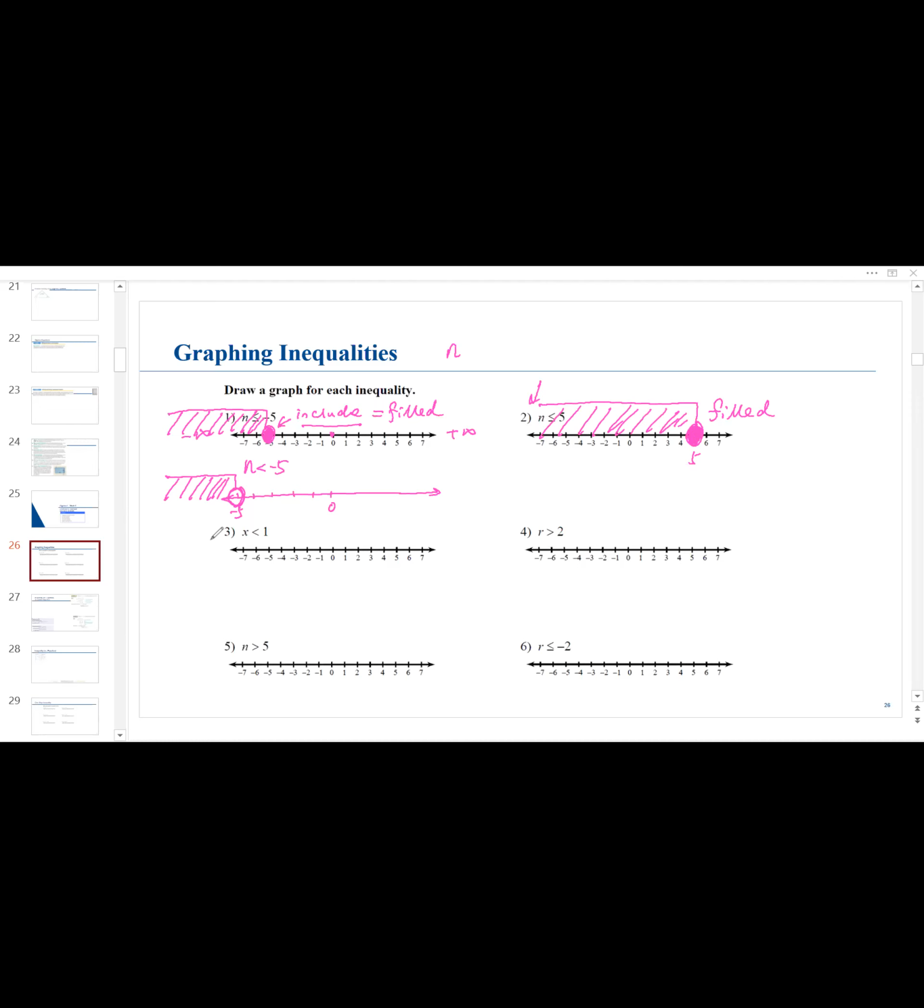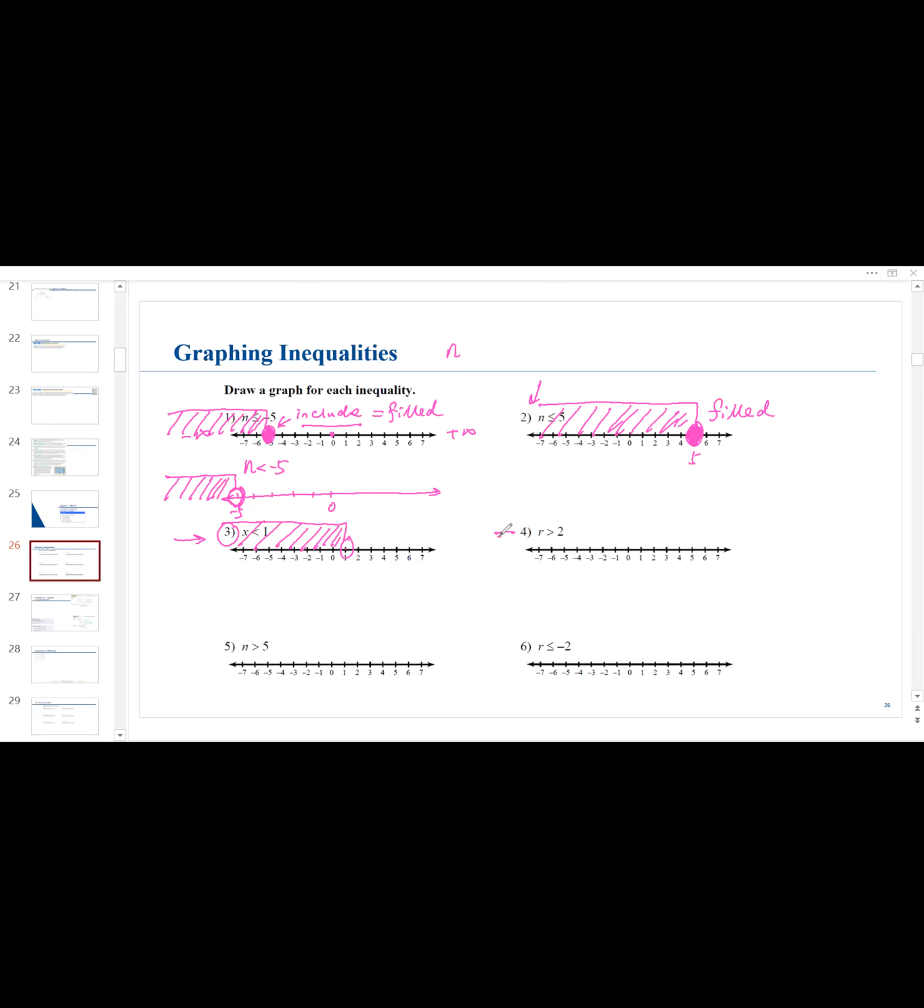All right. Let's see number 3. How to graph in this part. Less than 1. First we find 1, right? 1 is right here. Less than means they are the left part, not including, so not filled. This, right, like this. So actually it's this area, not including.